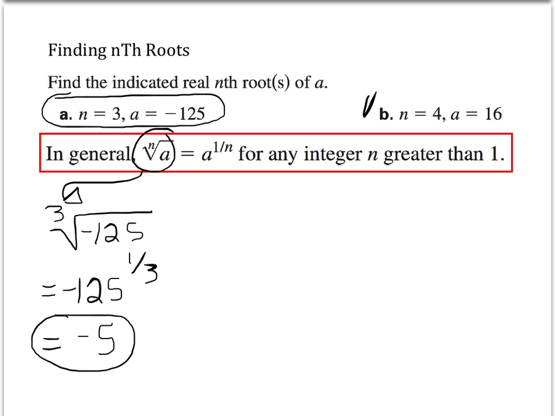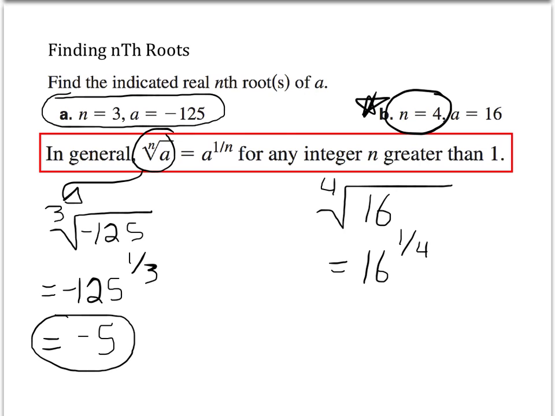Okay, so let's try this one here. Same idea. We're taking the fourth root, since n is 4, of 16, which is the same as 16 raised to the 1/4. We know that 2 times 2 times 2 times 2 would be 4 times 4, which is 16. So we know the fourth root of 16 is just 2. Plus or minus 2, because minus 2 works the same way.